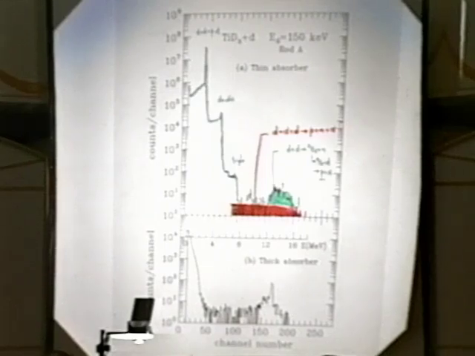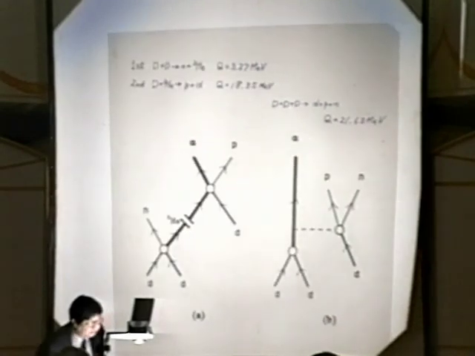established, then why not the simultaneous reaction process like D plus D plus D makes a proton plus neutron plus alpha. So let me show you the Feynman-like diagram.